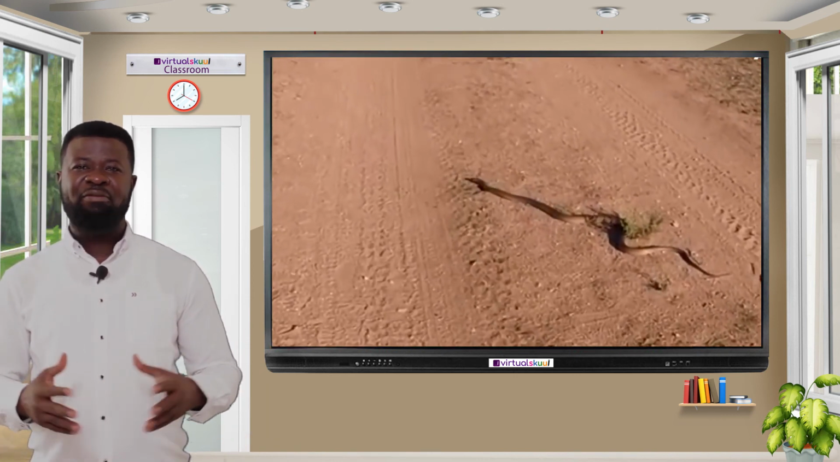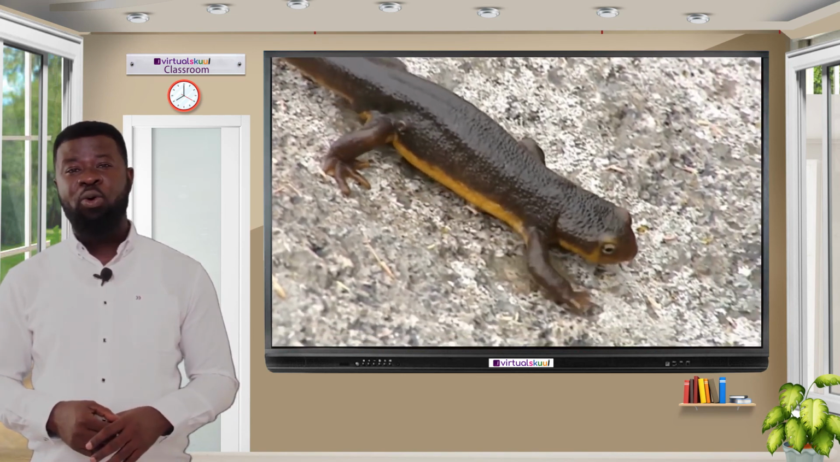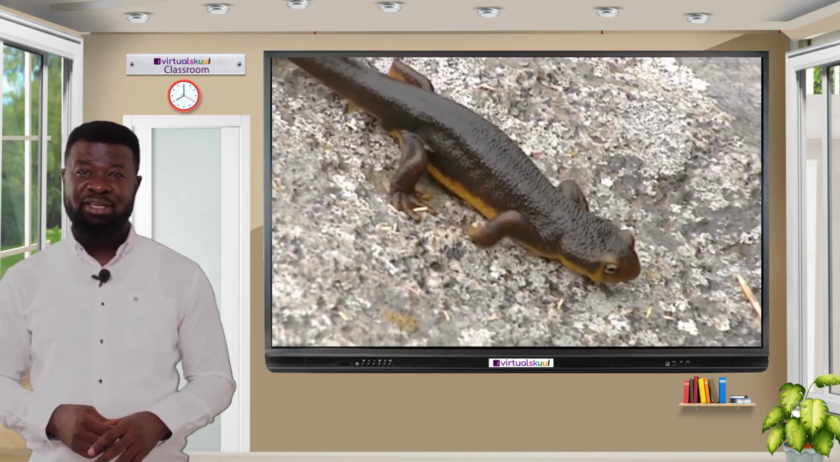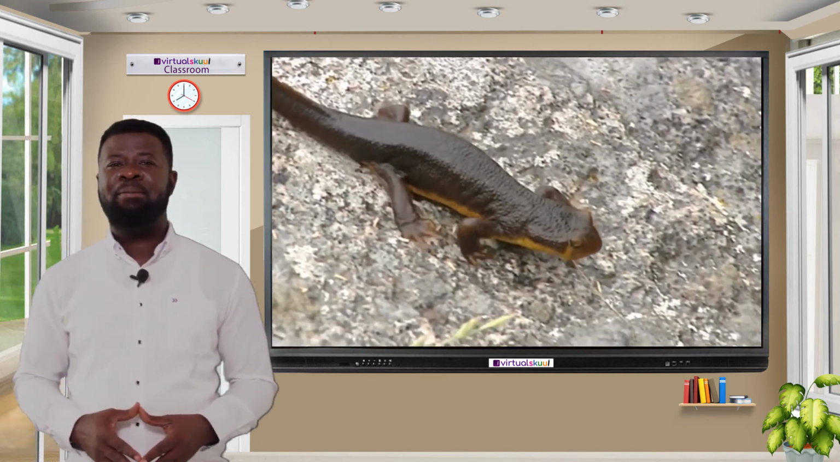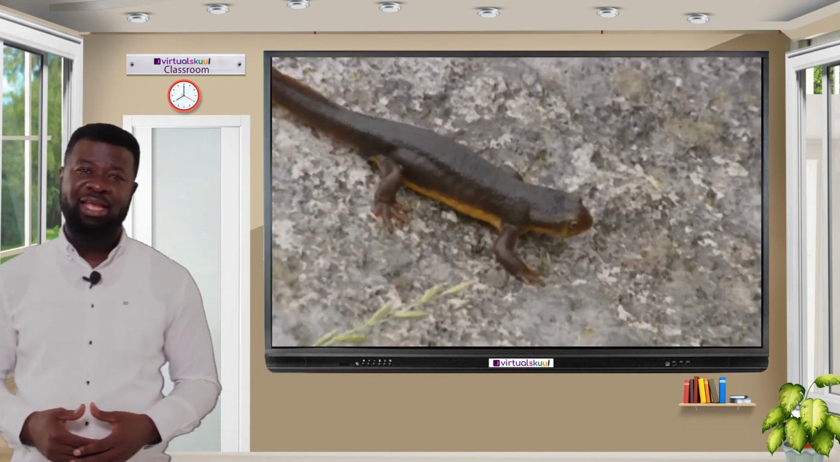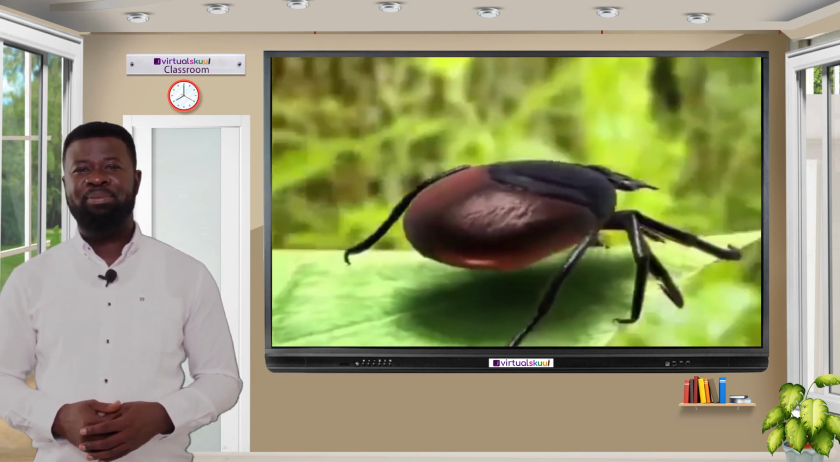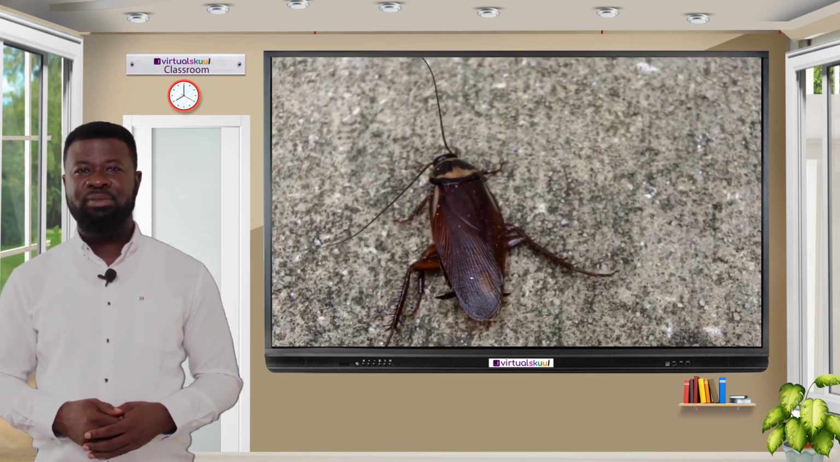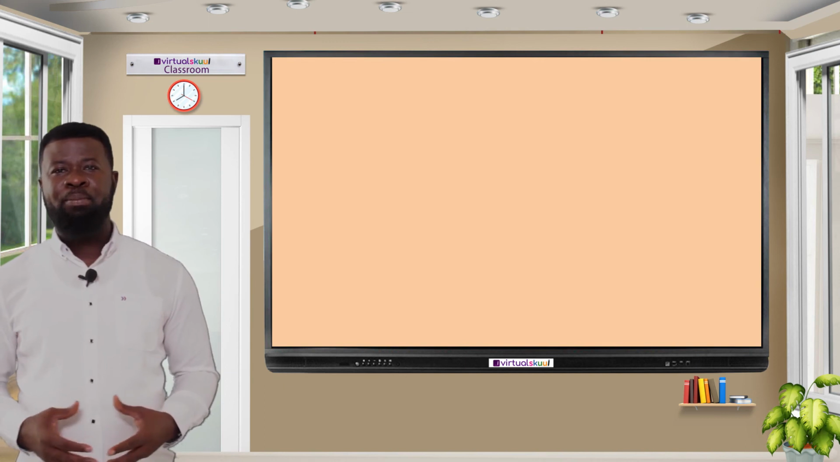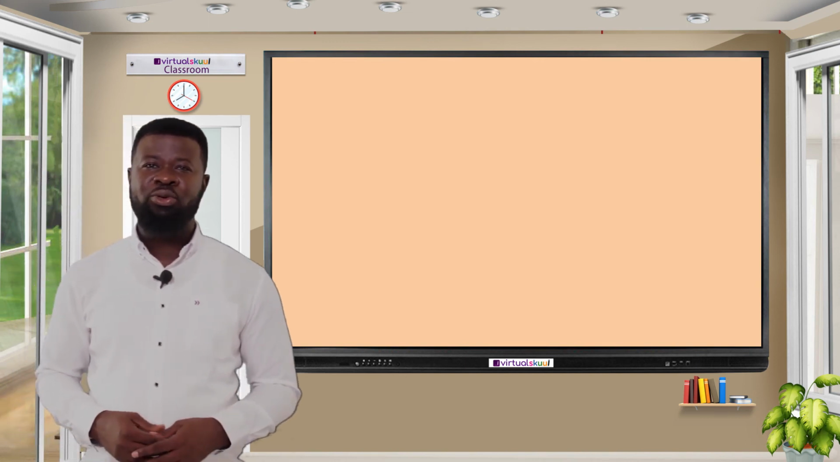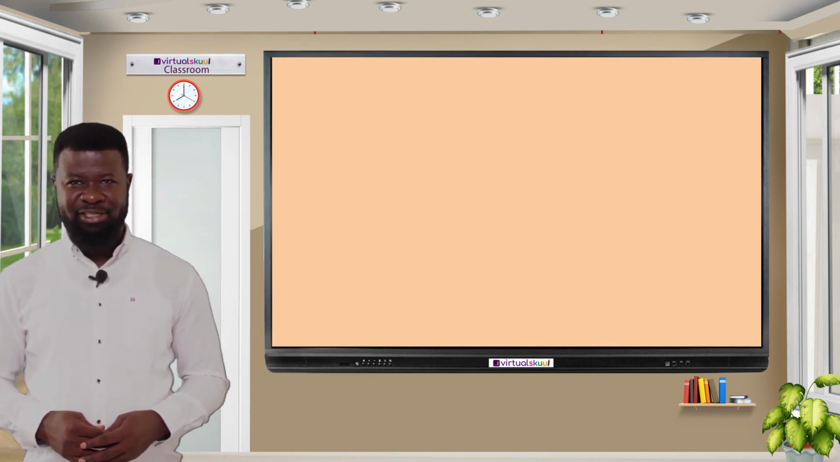reptiles, and amphibians are all part of vertebrates, meaning they have backbone or spine. Animals like the tick, the cockroach, the butterfly, and so on and so forth, do not have backbone or spine, and so are called invertebrates.